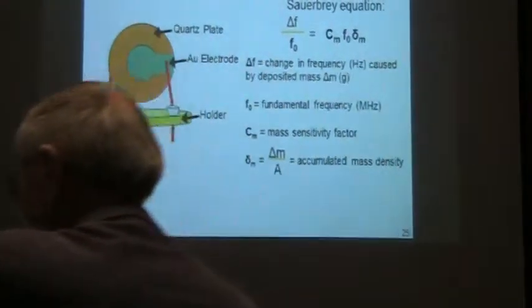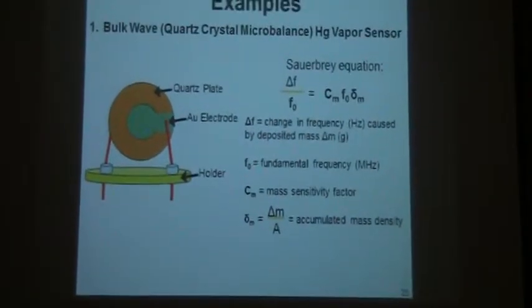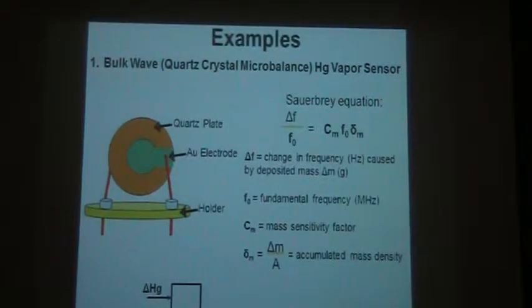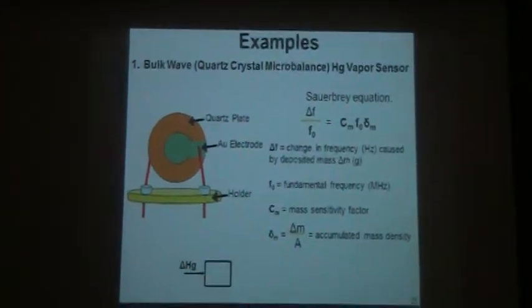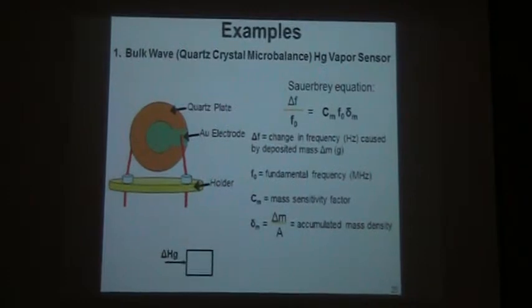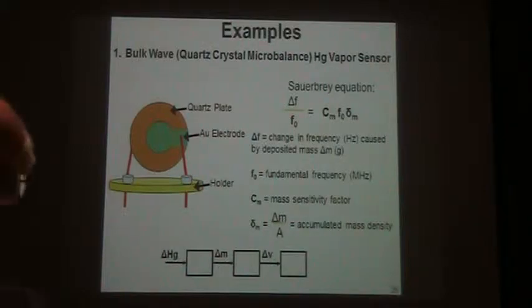So, okay, so transduction chain for this element. Input value, mercury vapor concentration. When mercury molecules are absorbed by gold, we can get mass change. Mass change is causing, now very important point, physics. How does this element operate?